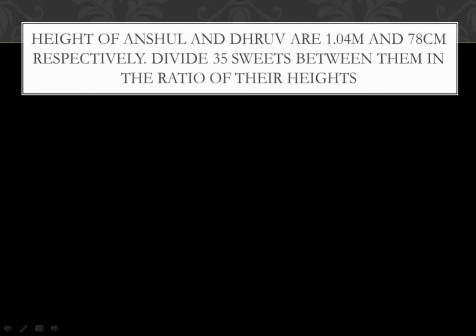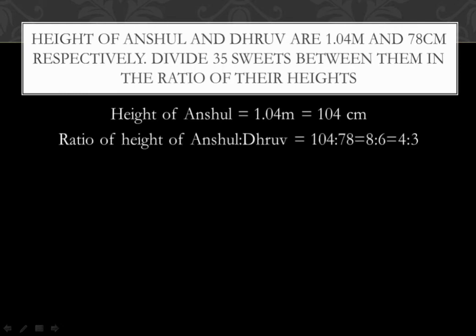Height of Anshul and Dhruv are given 1.04 meter and 78 centimeter respectively. Divide 35 sweets between them in the ratio of their heights. So first thing, we need to find out the ratio of height. Now to find out the ratio of height, first thing I will convert them into the same unit. So height of Anshul is given 1.04 meter. This can be written as 104 centimeter. Then the ratio of height of Anshul is to Dhruv will be 104 is to 78.